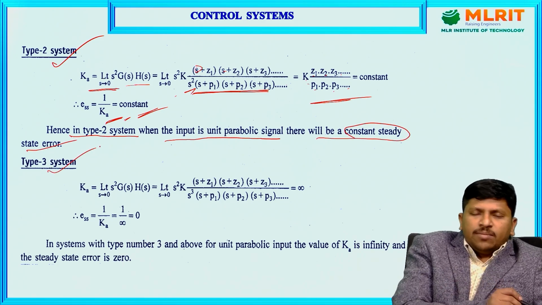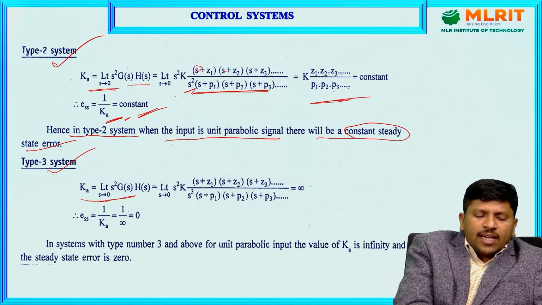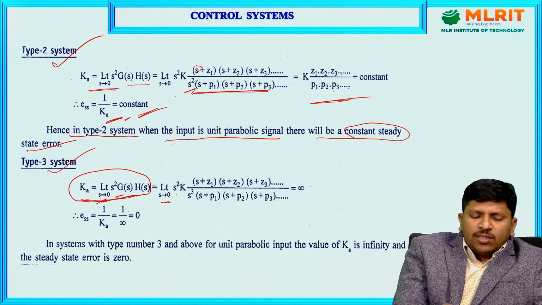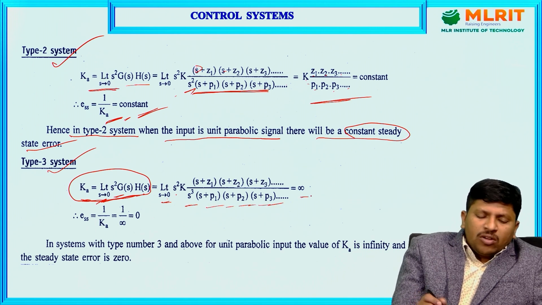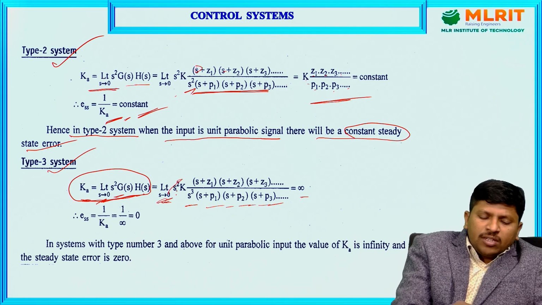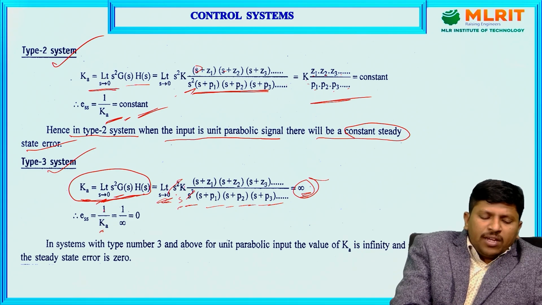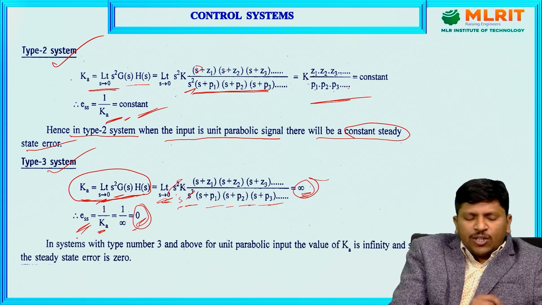For a type 3 system, the acceleration error constant Ka equals limit s tends to 0, s square into G of s into H of s. That is limit s tends to 0, s square into K into (s plus z1)(s plus z2)(s plus z3) and so on, divided by s cube (s plus p1)(s plus p2)(s plus p3), with s equals 0. The s square cancels, one s term remains, so 1 divided by 0 is infinity, so 1 by infinity is 0. So the steady state error equals 0, right?